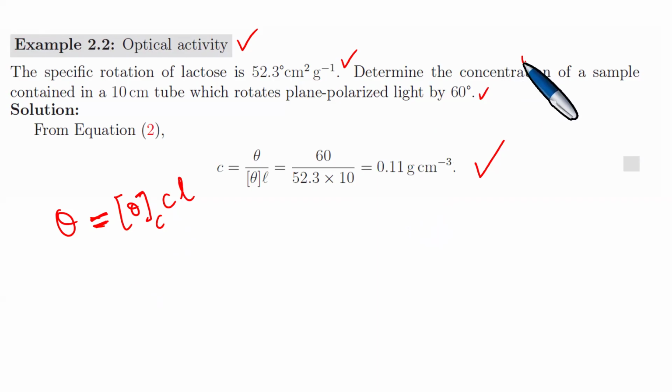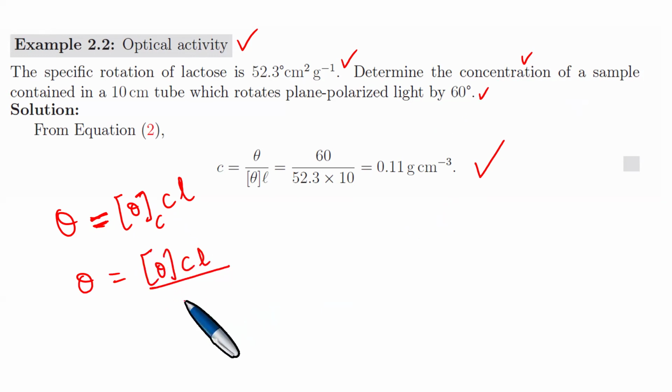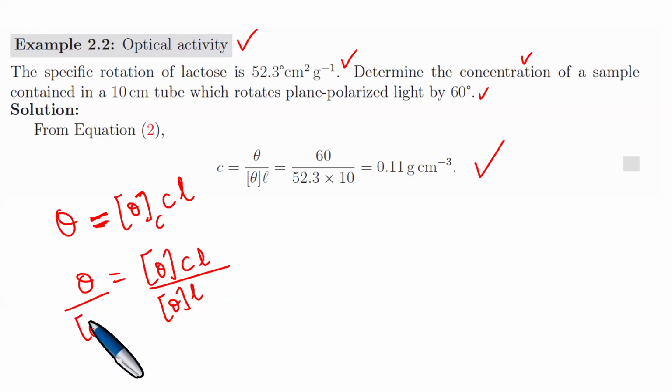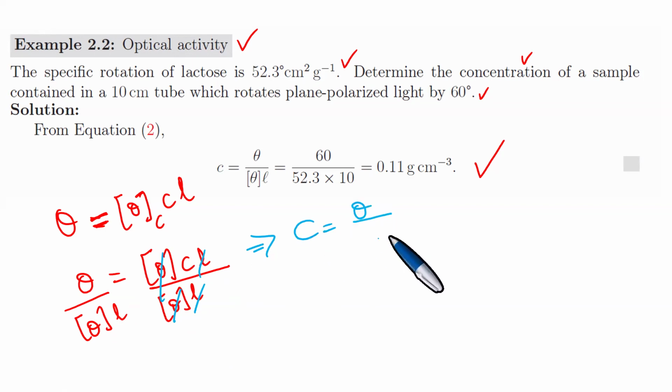But we need to determine the concentration. So to get the concentration, you divide by the specific rotation times the path length. If you do that, we divide also by the specific rotation times the path length. At this point, we're able to see that this cancels, and this means that the concentration itself becomes theta divided by the specific rotation times the path length.